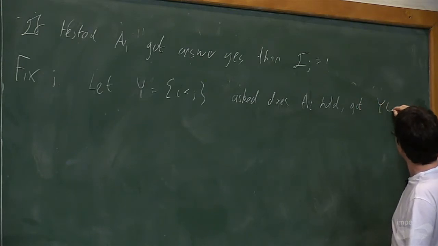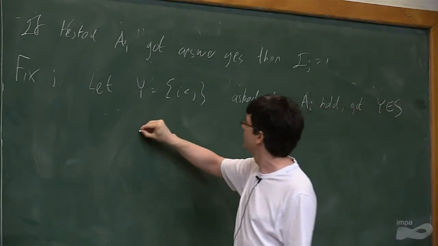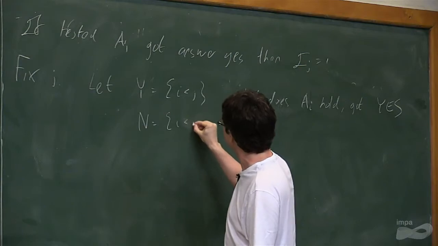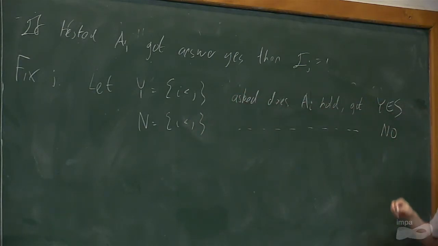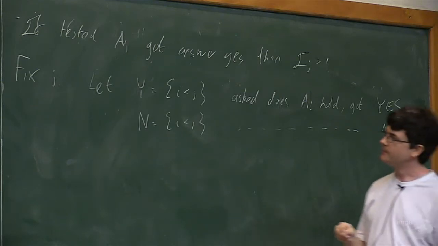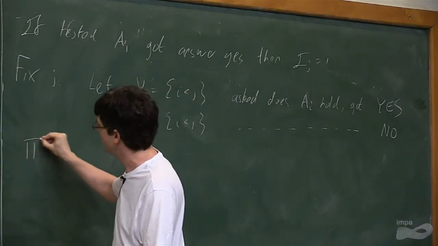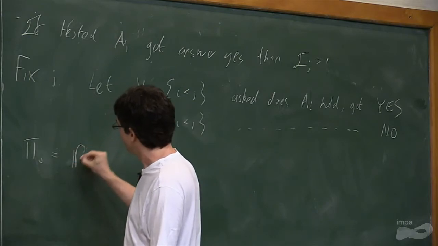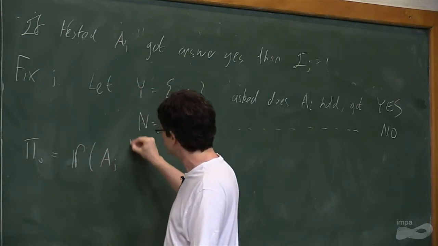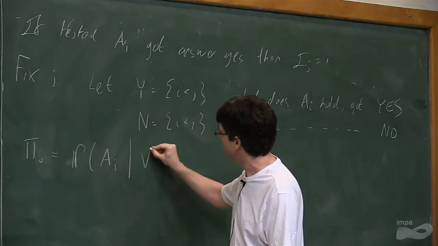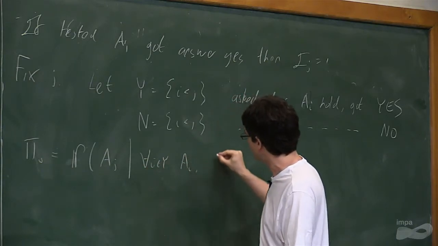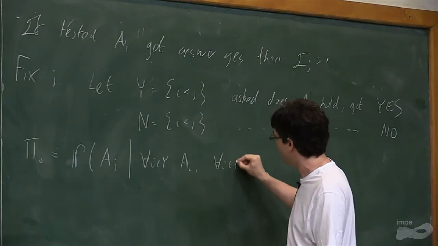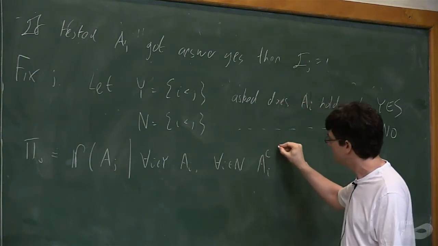Got yes, and let N be the set of i less than j where we asked whether A_i holds and got the answer no. Okay, so these are random sets. What is pi_j? It's exactly the probability that A_j holds given that for every i in Y, A_i holds, and for every i in N, A_i does not hold.